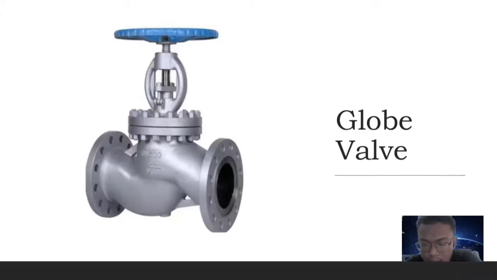The globe valve. These are considered valuable for starting, stopping, and regulating the flow in a linear motion. Globe valves are used for throttling applications because the disc of the valve can be completely removed from the flow line, and are also capable of closing the flow line completely.